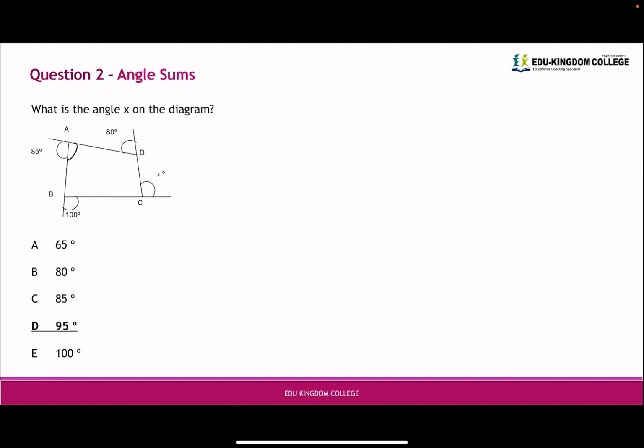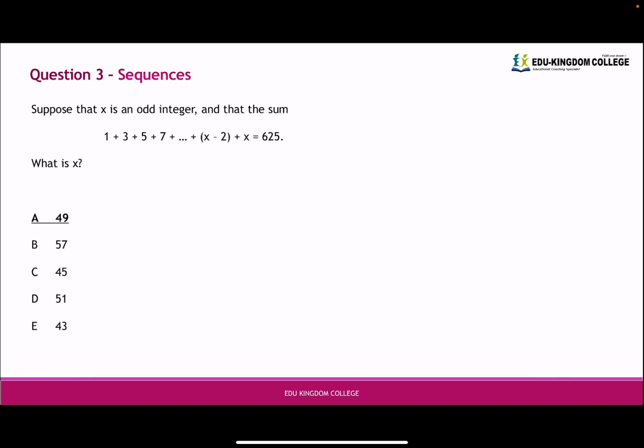Angles. So basically, angles on a straight line equal 180 degrees. So this is going to be 95, 100, 80. And so if you calculate, this is going to be 85, because angles in a quadrilateral add up to 360 degrees. And so using our straight line theorem again, angles on a straight line equal 180, this x should equal 95 degrees.